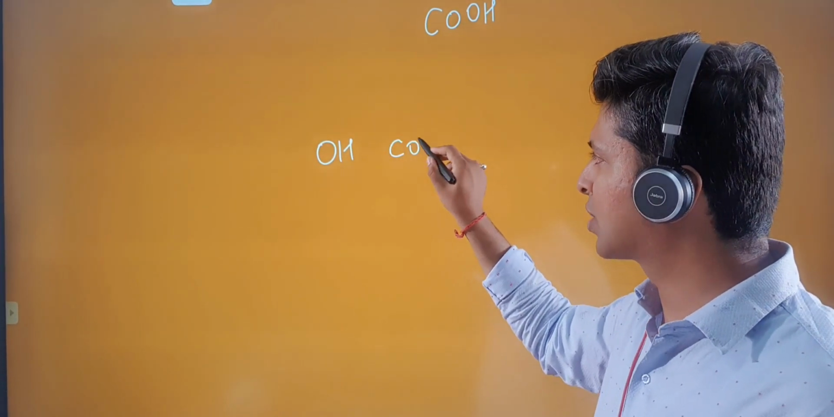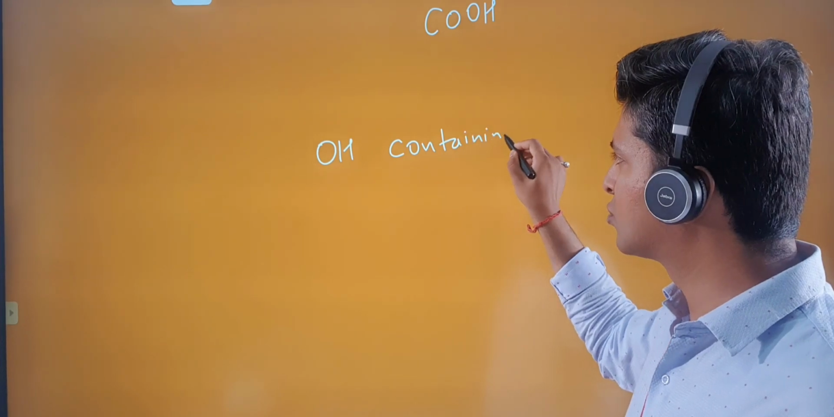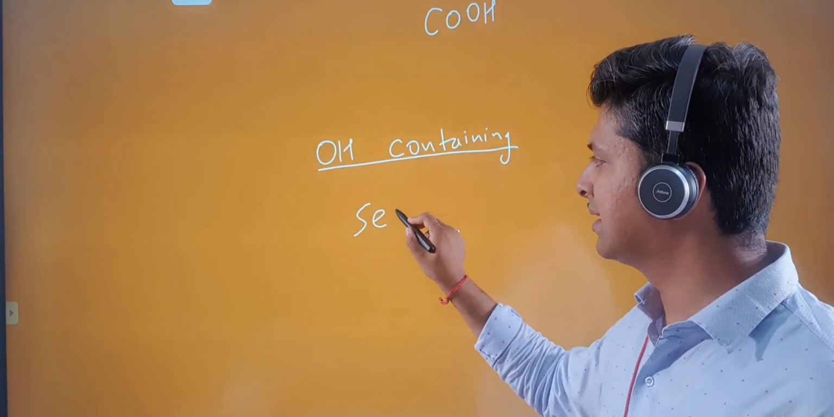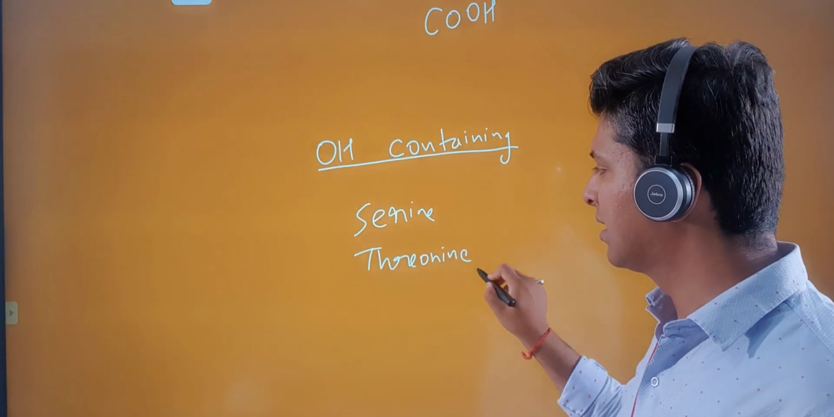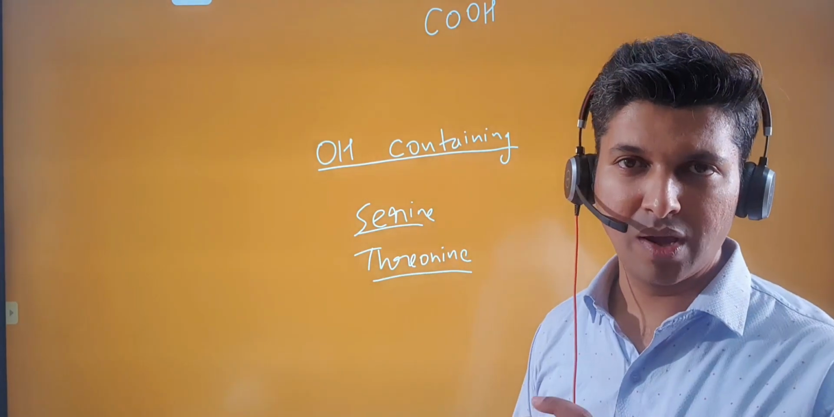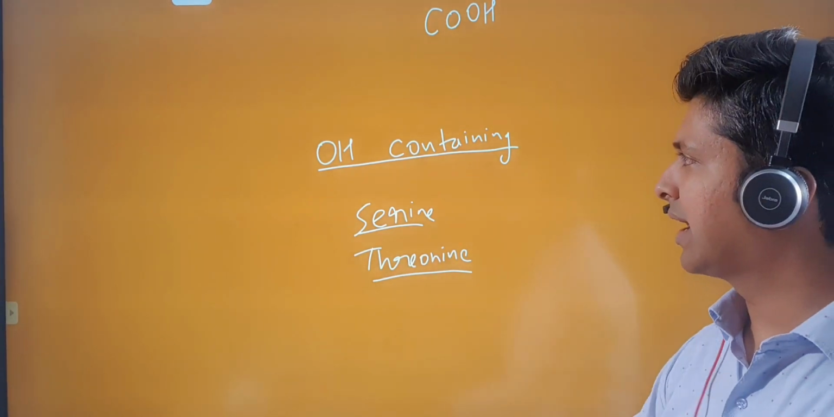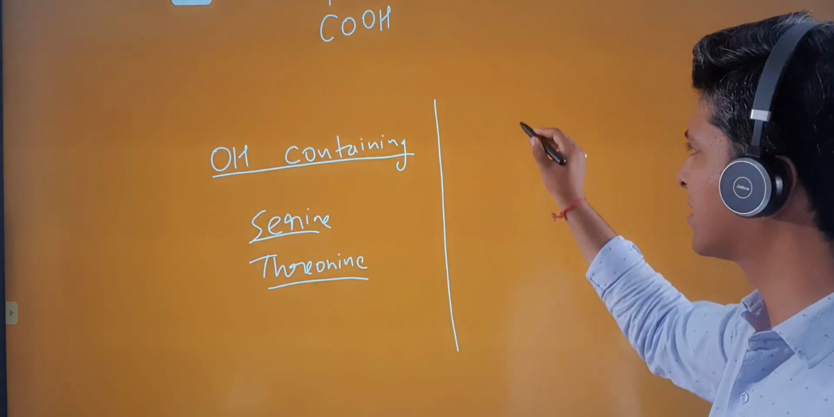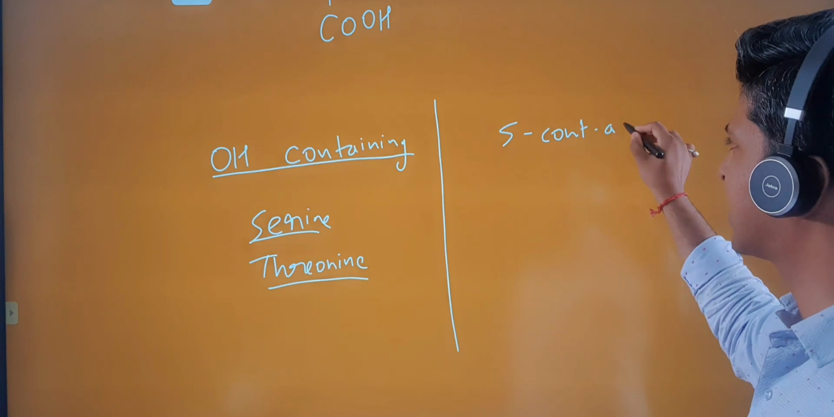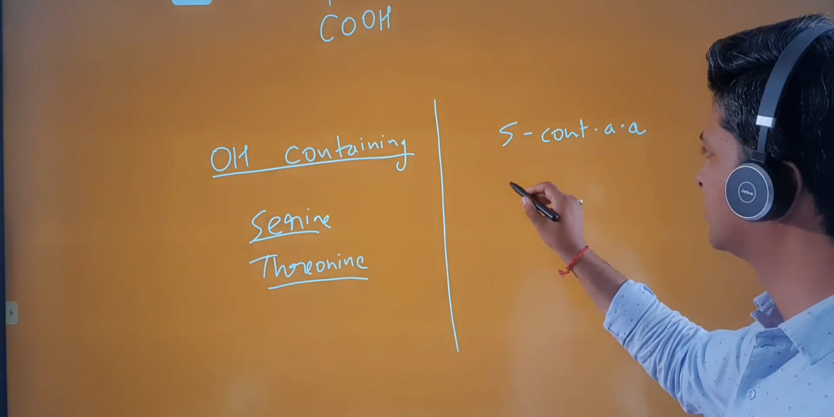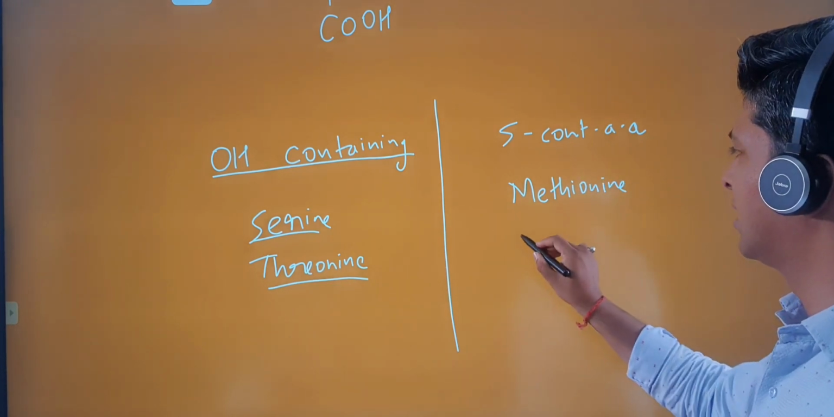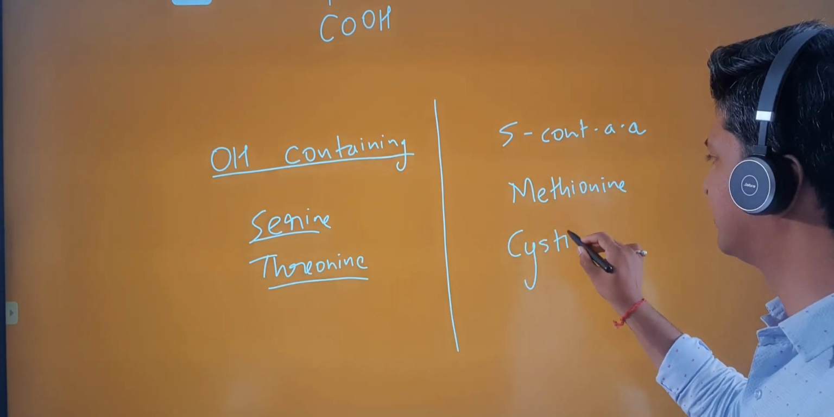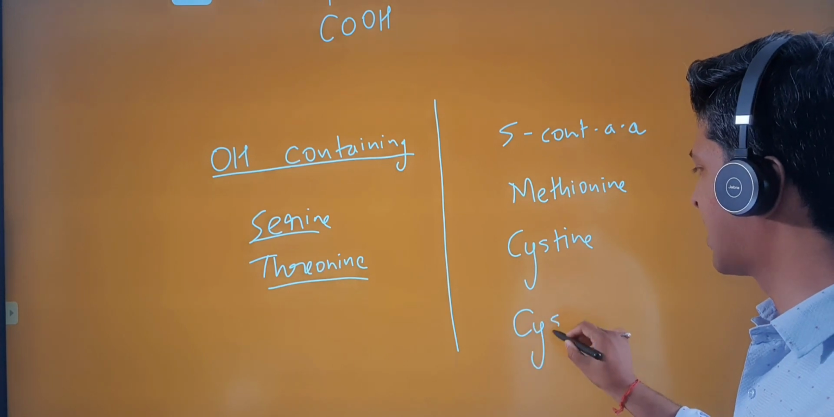मतलब ये 3 classification आपके बुक में दिए. इसके अलावा we are having OH containing amino acids. So OH containing amino acids हैं serine and threonine. These are the OH containing, जिसके R ग्रुप में OH है, इसको हम लोग कहते हैं OH containing amino acid. Then है sulfur containing amino acid. तो sulfur containing amino acids हैं, they are methionine. देखो जरा स्पेलिंग, methionine, then cysteine and cystine.